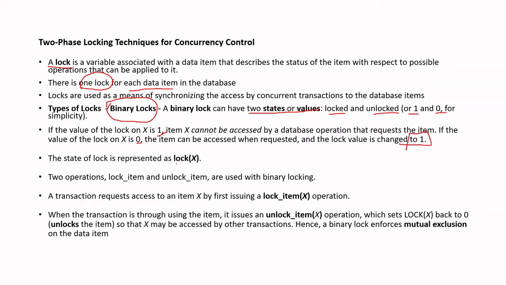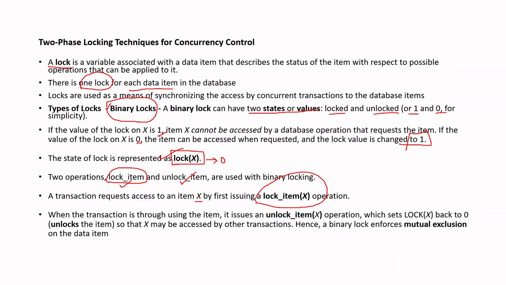The state of the lock is represented using this notation. This is a state, and it can take a value of either 0 or 1. There are two operations also associated with the lock. In order to lock it, or set the value to 1, you have an operation called lock item, and there is unlock item also. A transaction requests access to an item X first by issuing a lock operation. So in order to access a database item, either a tuple or a variable, first of all it has to be locked so that it is not accessed by, say, another transaction.